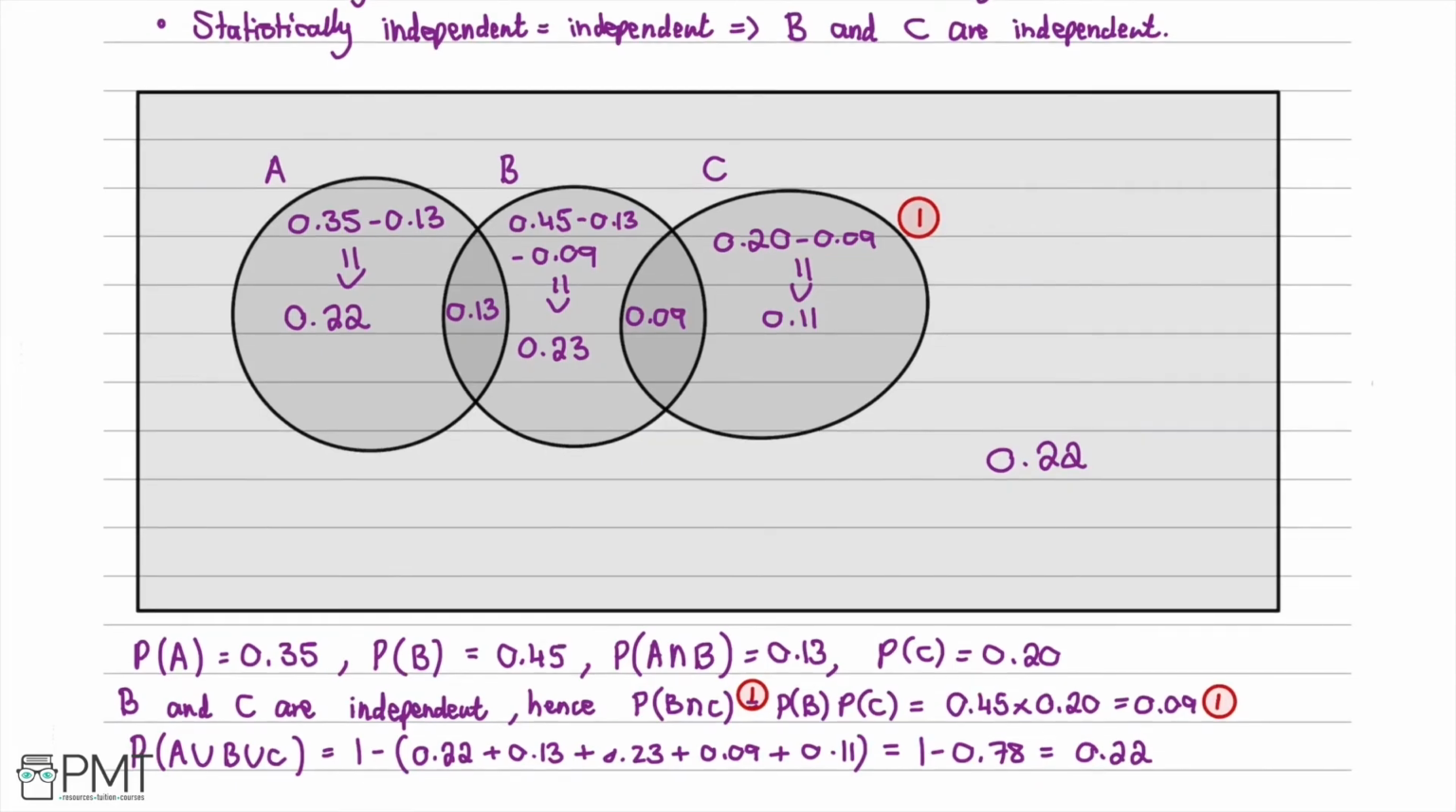We then receive our fourth mark for correctly working out 0.13 and 0.09. So I'll just put this mark in here, and then we receive our fifth and final mark for having our full Venn diagram as being correct.